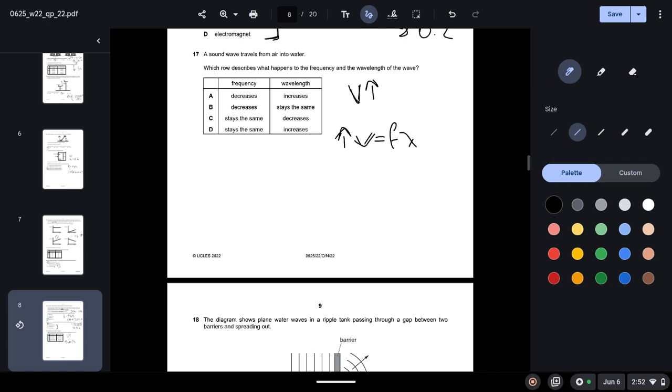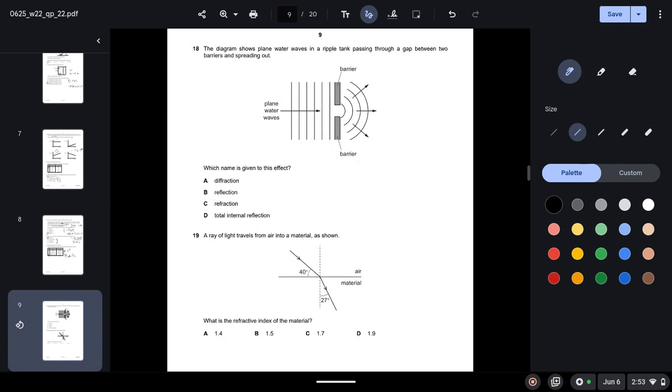So in option A, frequency decreases, wavelength increases. This cannot be correct because then there would be no change in velocity. Similarly in B, frequency decreases, wavelength stays the same. This would in fact decrease the velocity. In part C, frequency stays the same, wavelength decreases. This would also decrease the velocity. In part D, frequency stays the same and wavelength increases. So this would in fact increase the velocity, which we require. So D is your correct answer.